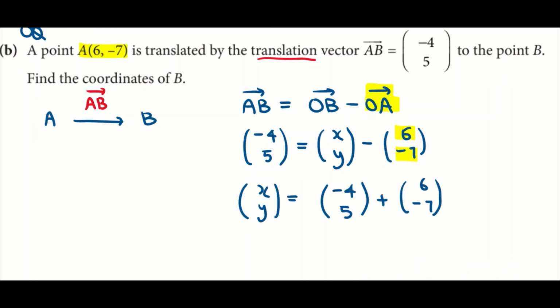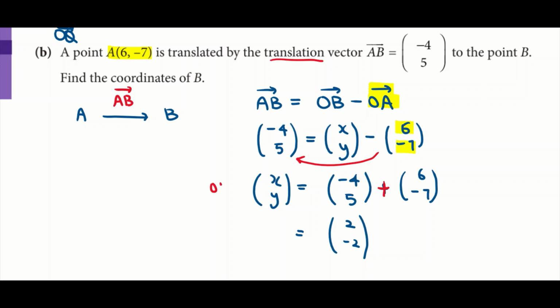Let me bring this vector to the other side. Becomes a plus. Okay, now I can find my X and Y. So my X and Y, which is the coordinates of B, is 2, negative 2. Okay? And if they want coordinates, please write in the coordinate form. 2, negative 2. Okay, so this is my answer.